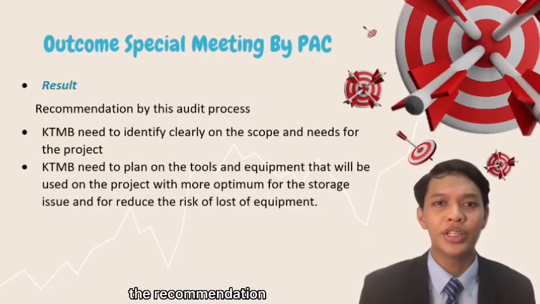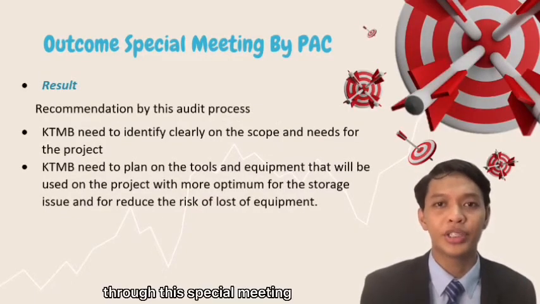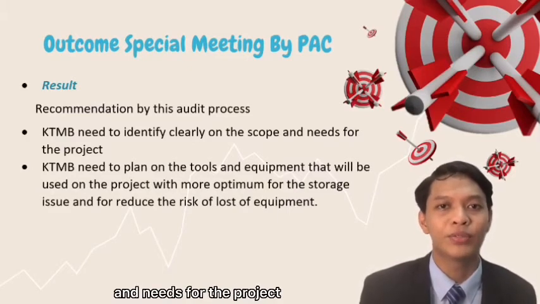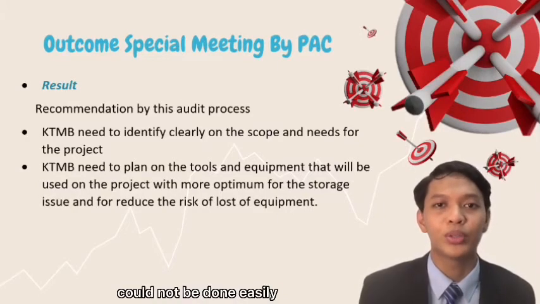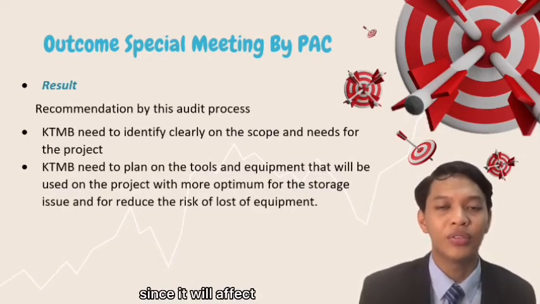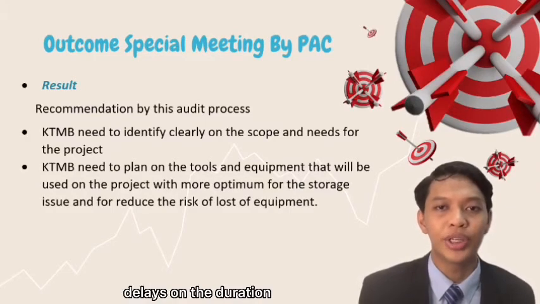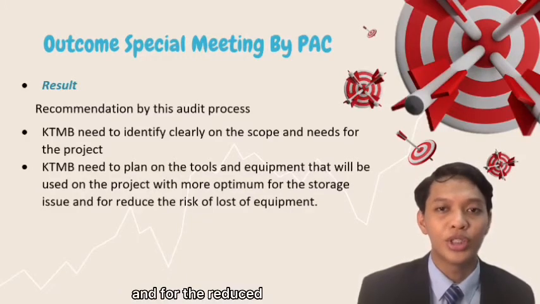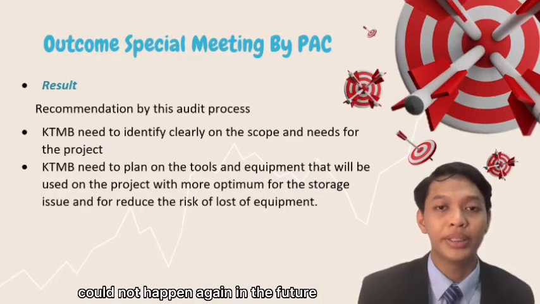So what are the recommendations provided by PAC through this special meeting for the KTMB project? PAC clearly stated that KTMB needs to identify clearly the scope and needs of the project, so that changes to the project cannot be made easily, since they could affect and delay the duration of the project to be accomplished by the contractors. Also, KTMB needs to plan the tools and equipment that will be used on the project more optimally for the storage issues and to reduce the risk of lost equipment, so that the issue of misspending cannot happen again in the future.